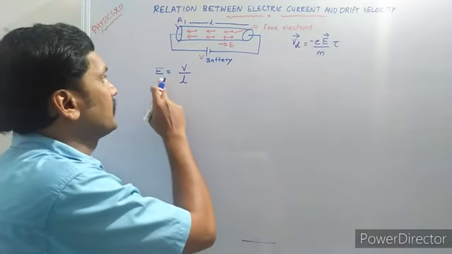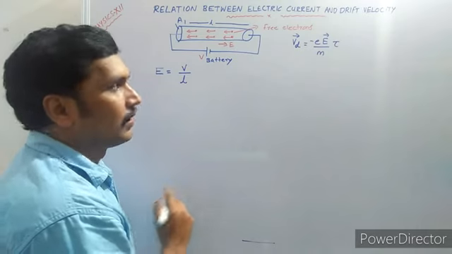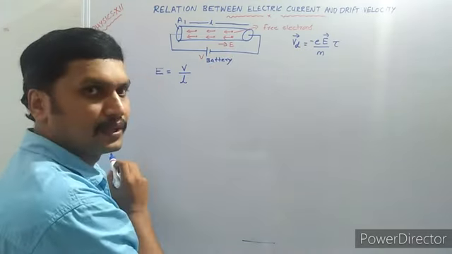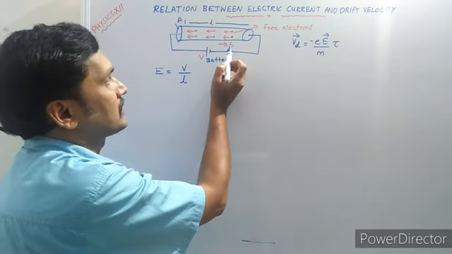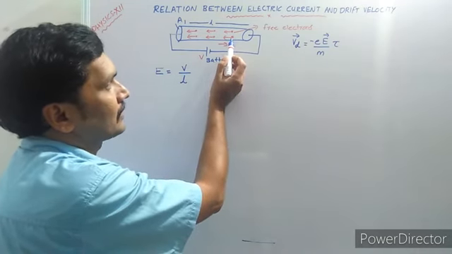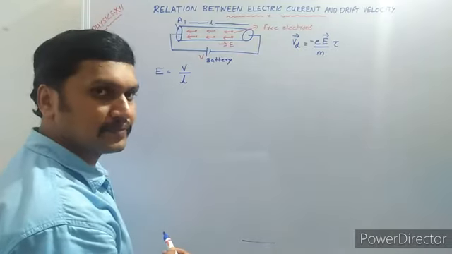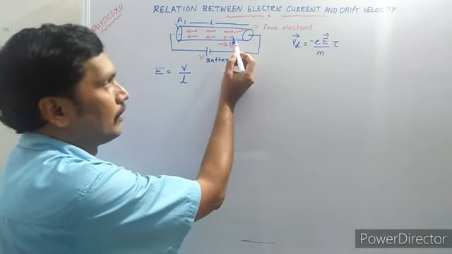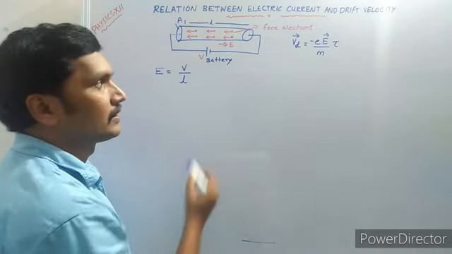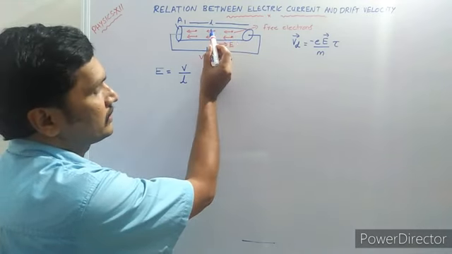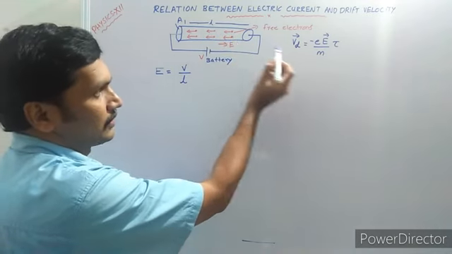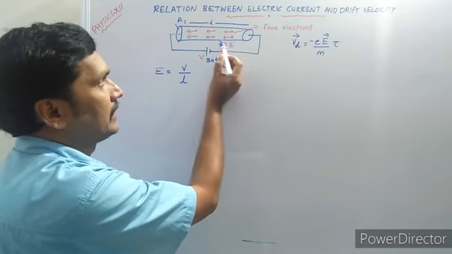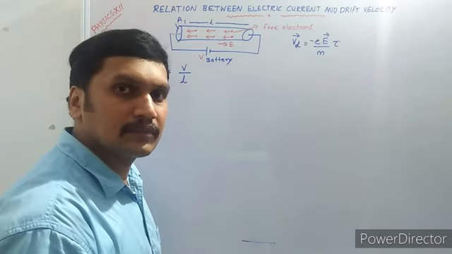Now, because of this electric field, this is the direction of the electric field, all the electrons experience a force, and because of that force, all the electrons are moving opposite to the direction of the electric field. The direction of free electron is shown here. With a velocity Vd, all the electrons are moving opposite to this electric field.